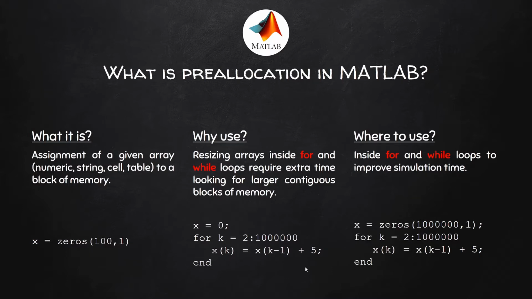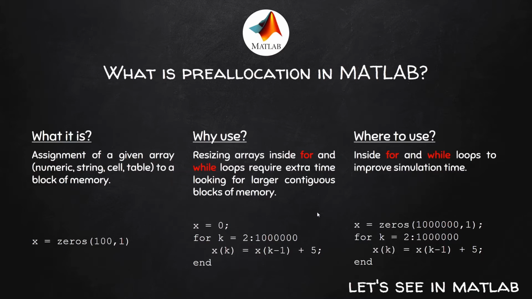So for example here, in this code, we did not preallocate the variable x, and MATLAB at each iteration will spend some time adapting the block of memory. So we use preallocation inside for and while loops to improve simulation time. In this code here, now we preallocated the variable x, and MATLAB will not expend extra time in each iteration to adapt the block of memory. So as a consequence, this code will run much faster than this code right here.